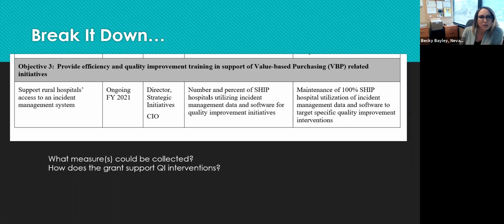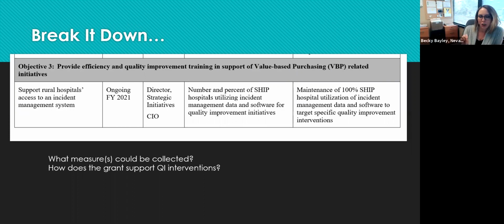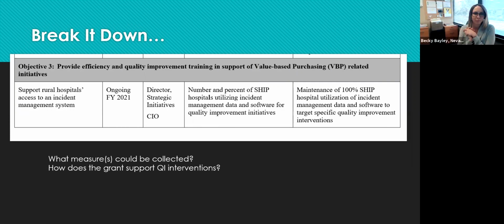Angie, can I ask a question? Yeah. When you're talking about putting qualitative information in here, you're talking about the work plan that you submit, not just the one where you're reporting on what you did the previous year, correct? Correct.